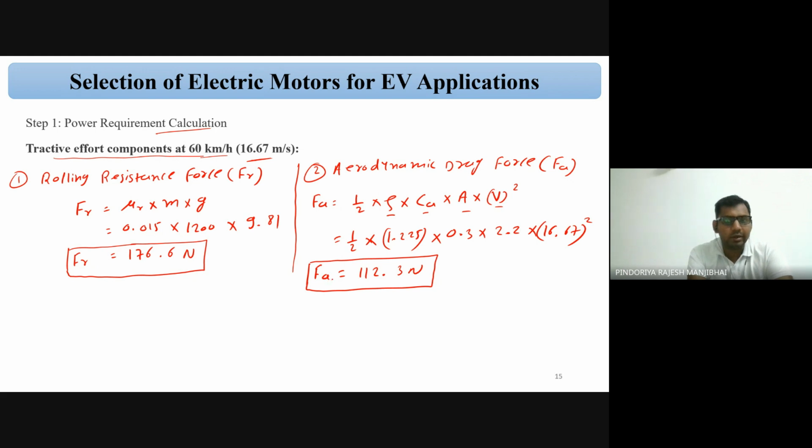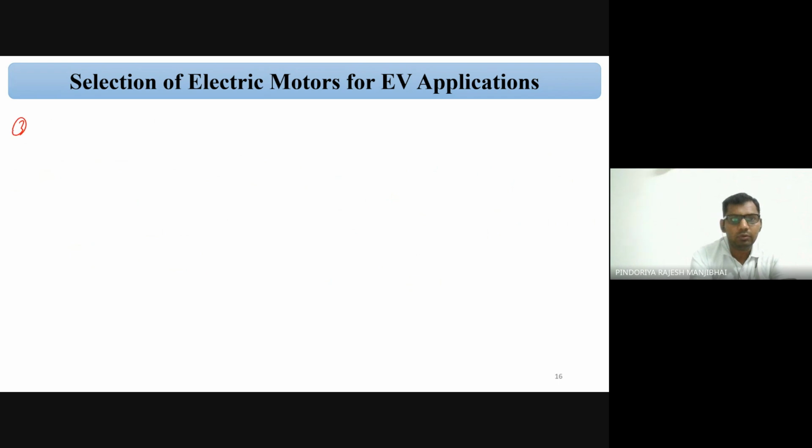Now we have to calculate the gradient resistance. The third parameter is the gradient resistance force, and in the question it is given as 20 percent.